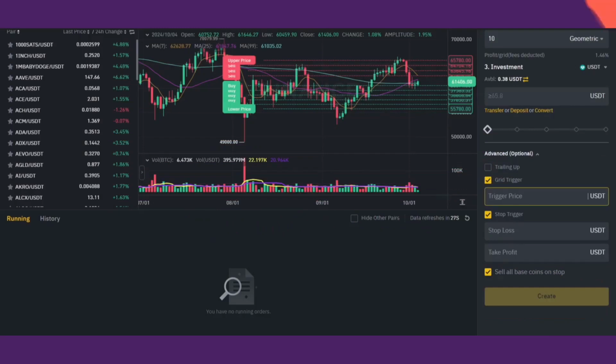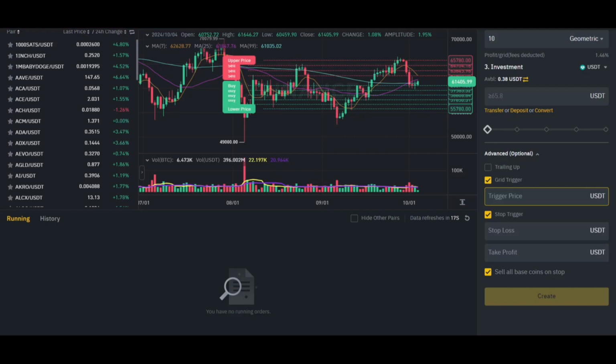So at what price I have set the trigger price, that will trigger at 1,000, 1,000 or 1,000. So the first one will be greater than 1,000. Okay. Stop trigger and take profit.